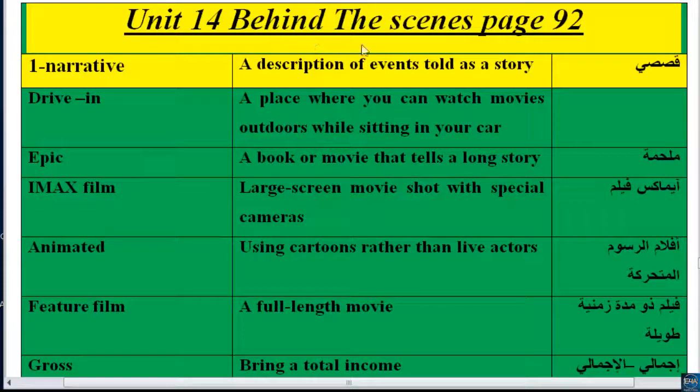Unit 14, Behind the Scenes, page 92. 1. Narrative: a description of events told in story. Drive-in: a place where you can watch movies outdoors while sitting in your car. Epic: a book or movie that tells a long story; a large screen movie shot with special cameras. Animated: using cartoons rather than live actors. Feature film: a full-length movie. The G is silent in length.